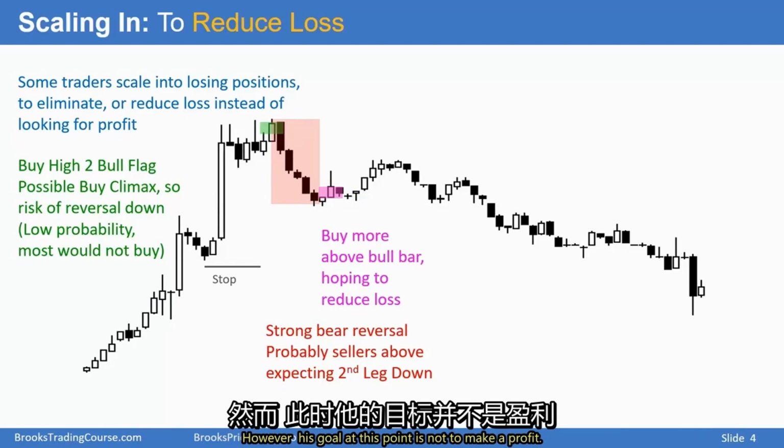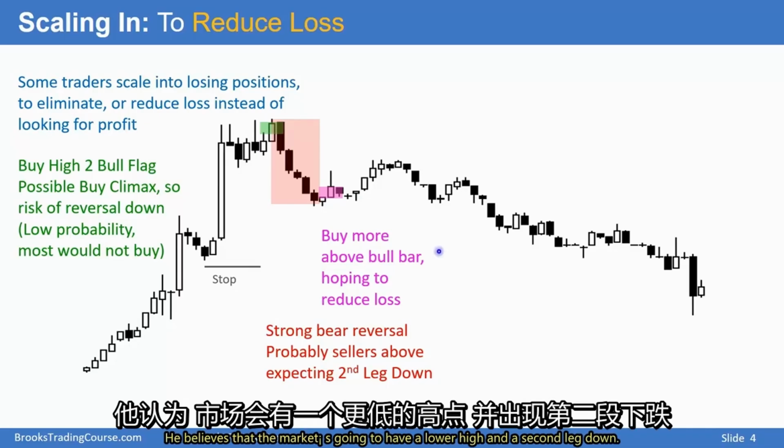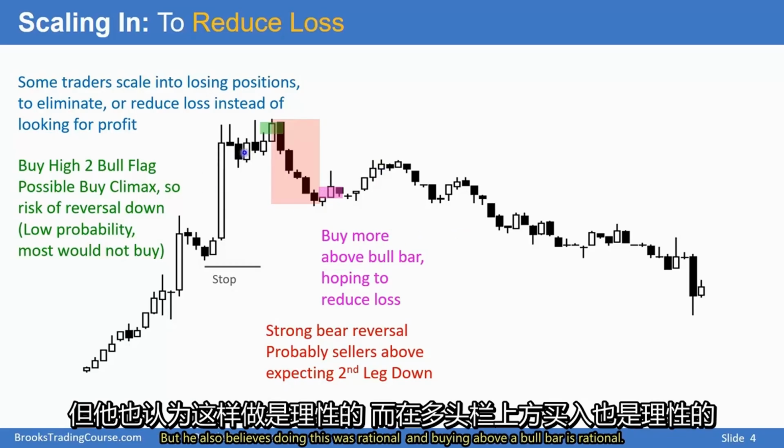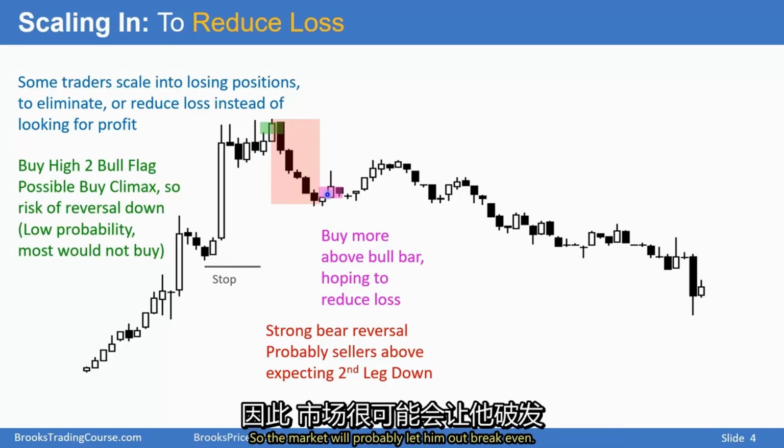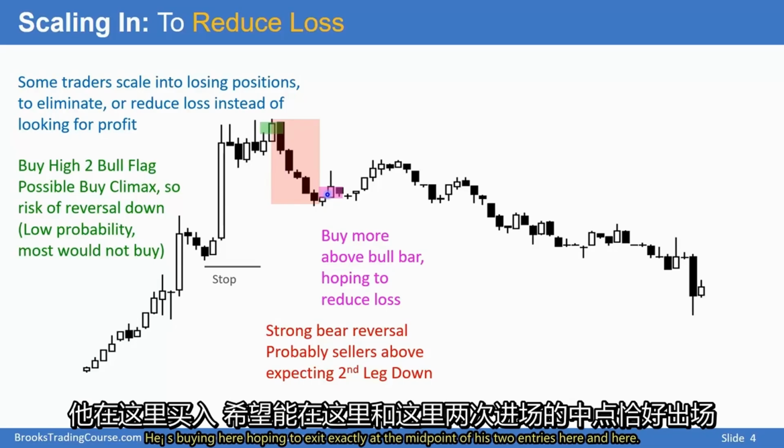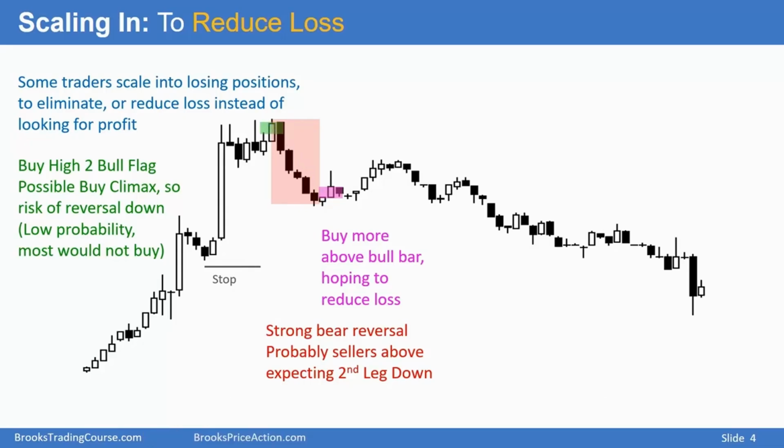However, his goal at this point is not to make a profit. He believes that the market's going to have a lower high and a second leg down. But he also believes doing this was rational, and buying above a bull bar is rational, so the market will probably let him out break even. He's buying here, hoping to exit exactly at the midpoint of his 2 entries, here and here.